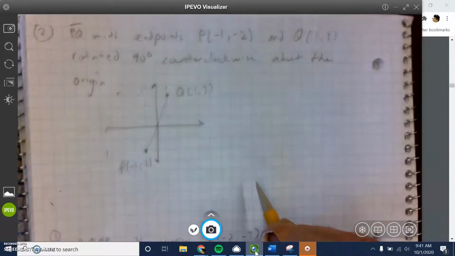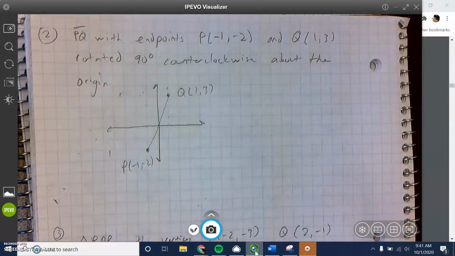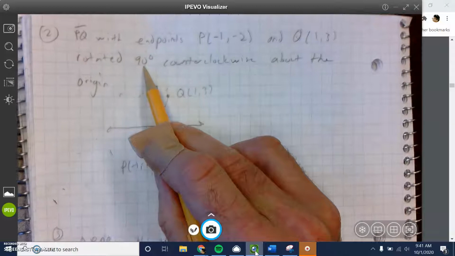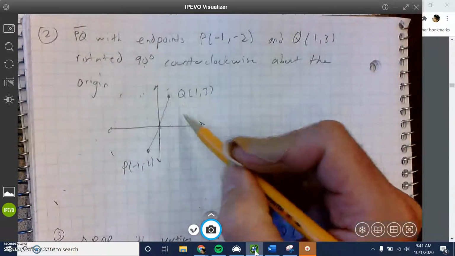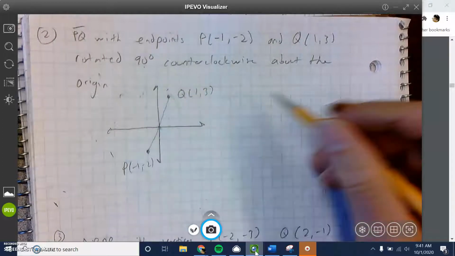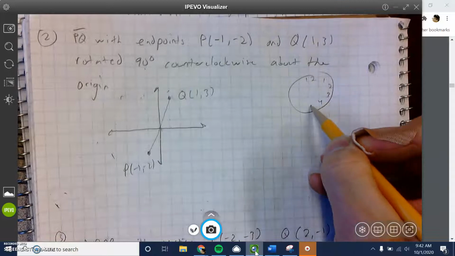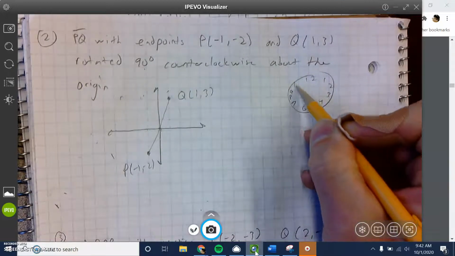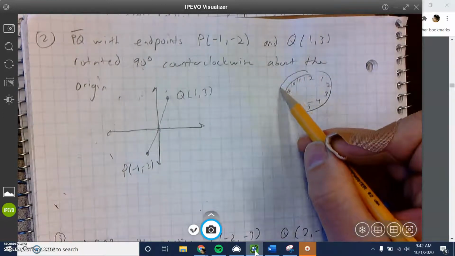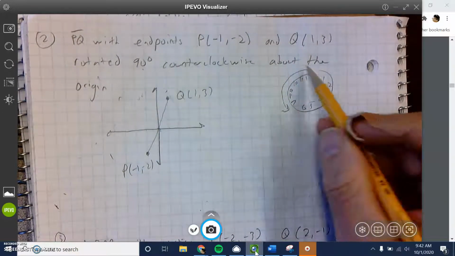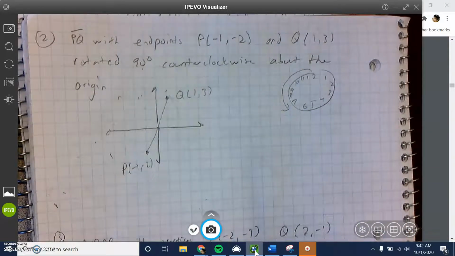Now we have rotated 90 degrees clockwise about the origin. We know that 90 degrees about the origin is a quarter circle. We know that clockwise is the direction of the numbers on a clock, 12, 1, 2, 3, and so on. Counterclockwise is against the numbers, going backwards, to the left. About the origin. Okay, so we got that.